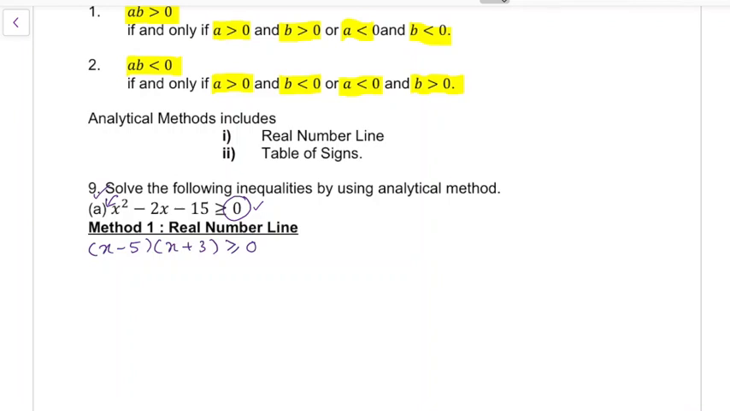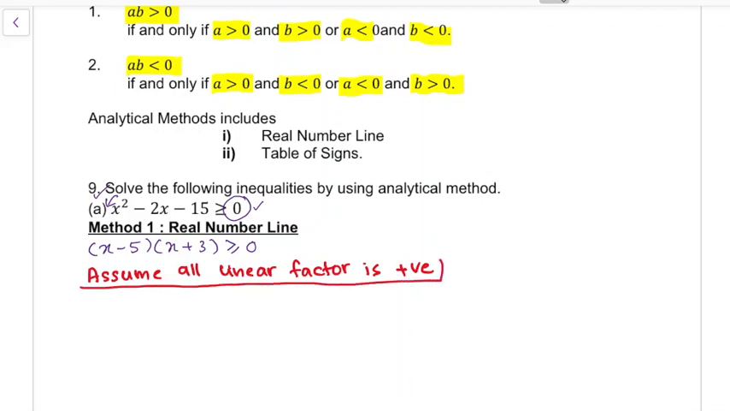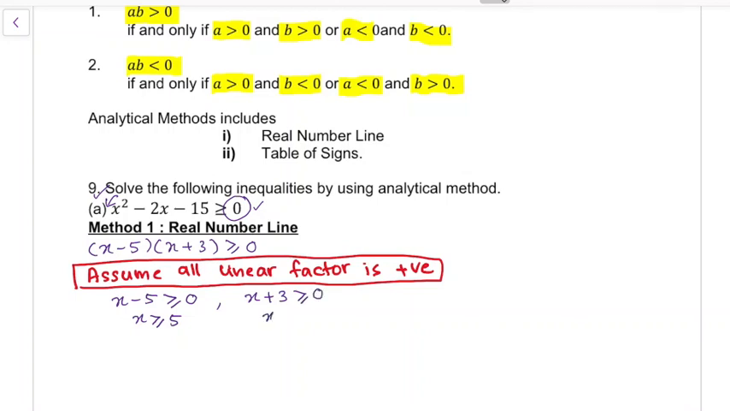The most important step in real number line method is assume all linear factors is positive. First factor, x minus 5, we assuming greater than or equals to 0. So x greater than or equals to 5. The second factor is x plus 3. We are assuming it's also greater than or equals to 0. So then we get x greater than or equals to negative 3. Then we will draw a number line according to the inequalities above.